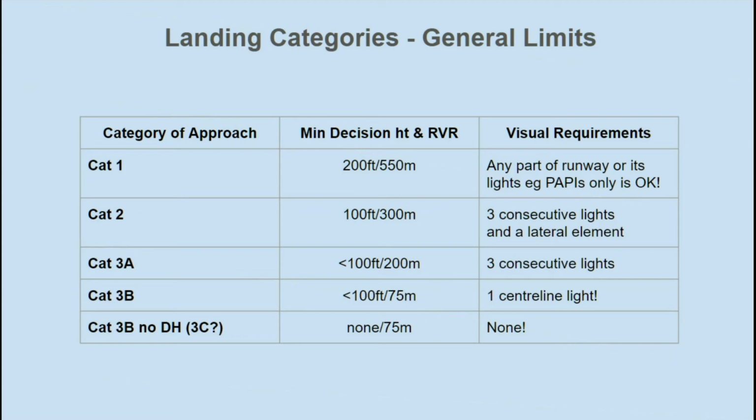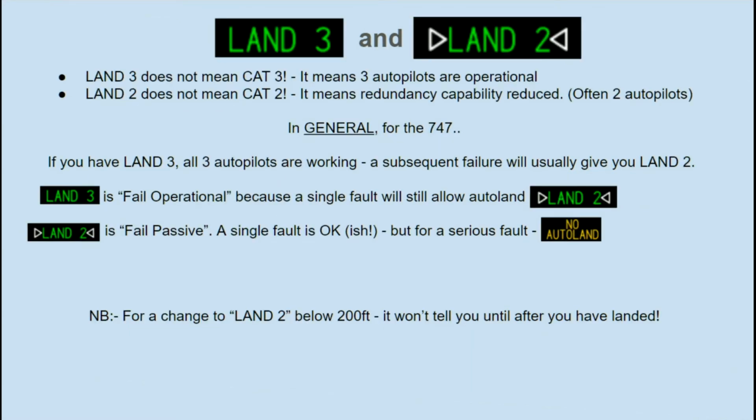A quick talk about landing categories here. The general limits are listed here. I'm not going to read them all out. I'm going to show you slides in a moment of the sort of visual requirements we have for each approach. A little chat about Land 3, Land 2, Cat 3, Cat 2. This kind of stuff just really refers to the 747. Other aircraft will have slightly different classifications and descriptions. But basically, Land 3 does not mean Cat 3.